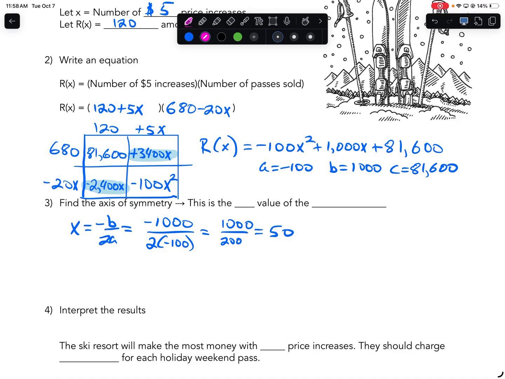Do you guys know this trick yet? If you have zeros on the end, you can cross them off. So what's it equal? 10 divided by 2. 1,000 divided by 200 isn't 50. It's 5.